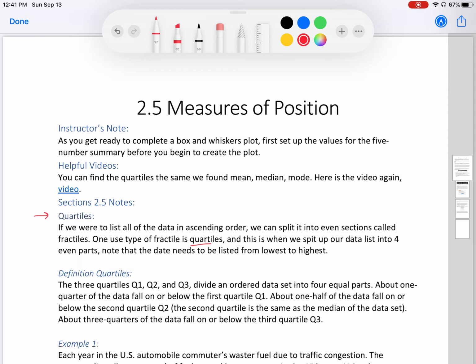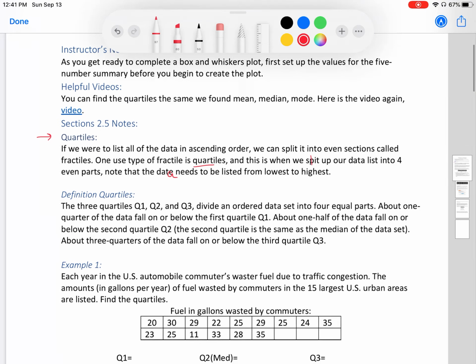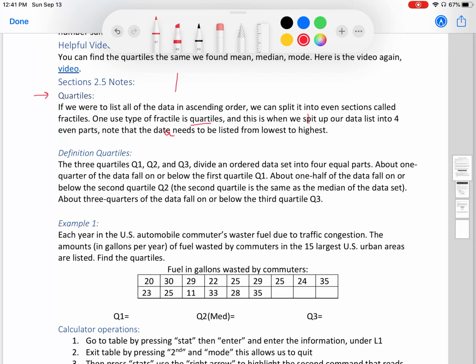Quartiles is when we split our data list into 4 even parts. Note that the data needs to be listed from lowest to highest. So this is saying we can take our data, and if this is all of our data, I can split it into half, which would be our median, and then split our half into a half. And this will give us quartiles. These quartiles would be quartile 1, quartile 2, which is also our median, and quartile 3.